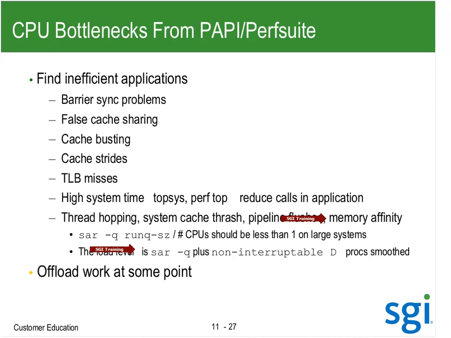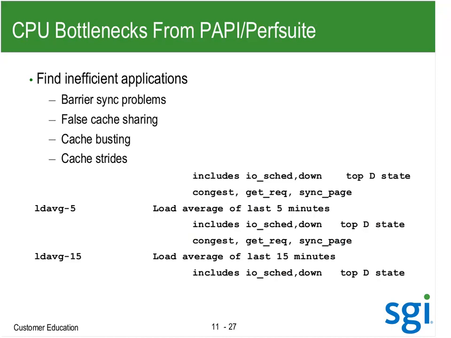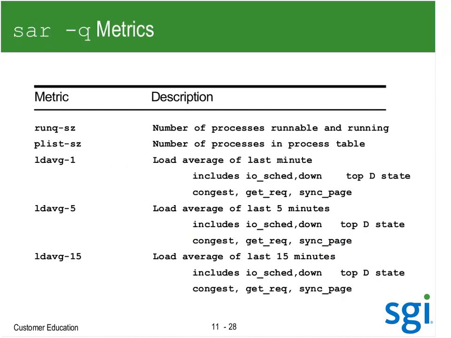I was just talking about the load level. sar -q includes non-interruptible. We started sar -q at the beginning of the week. You have run queue size, running and runnable. plist-sz is the number that exists in the process table. You played with a process storm to push on that. And then the load average includes the IO sched. I'm not listing it here. Oh, yes, I am. The downlock is listed as well. And this is a rolling or smoothed average rather than instantaneous over the last minute, 5 minutes, and 15 minutes.